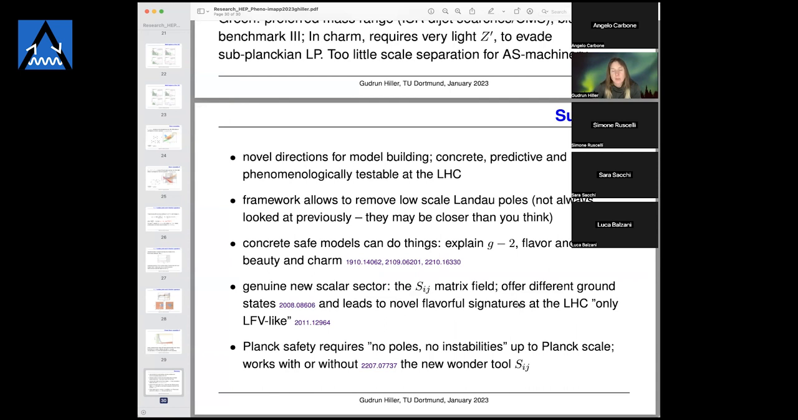But you can also see that they bring in new features to model space. It is because of this asymptotically safe model building that we have the scalar with two flavor indices, a scalar matrix field, and these quasi-lepton flavor violating signatures. So it really means that if you have a good theory idea, you can pursue it and you can actually do phenomenology with it. This is of course just an example, but an example I'm very excited about, as you know. And I would love to talk more about this, but my time is up.